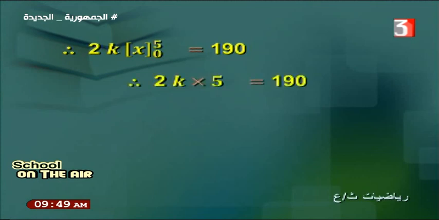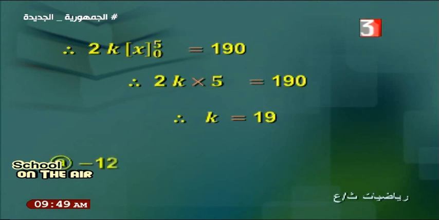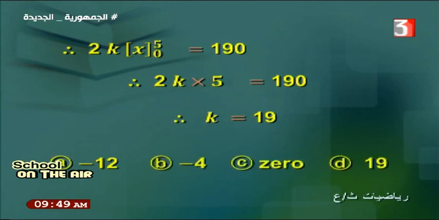Then 2k times (5 minus 0), which equals 5, equals 190. Then 10k equals 190. Then k equals 19. Then we can choose the correct answer, which equals 19, or letter D.